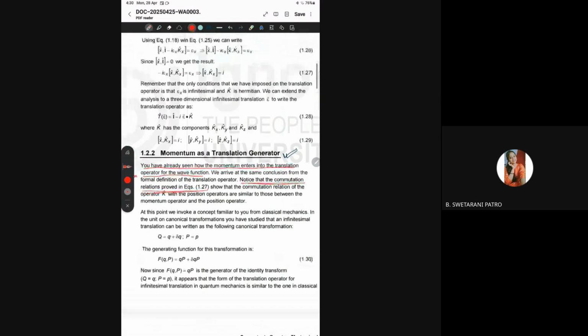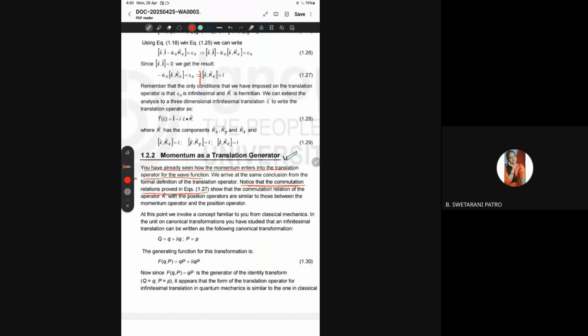The relation proved in equation 1.27 is basically this relation: x kx is equal to i, or for that matter this relation: x kx is equal to i, y ky is equal to i, and z kz is equal to i. Now, the commutation relations of these position operators are similar to those between momentum operator and position operator.